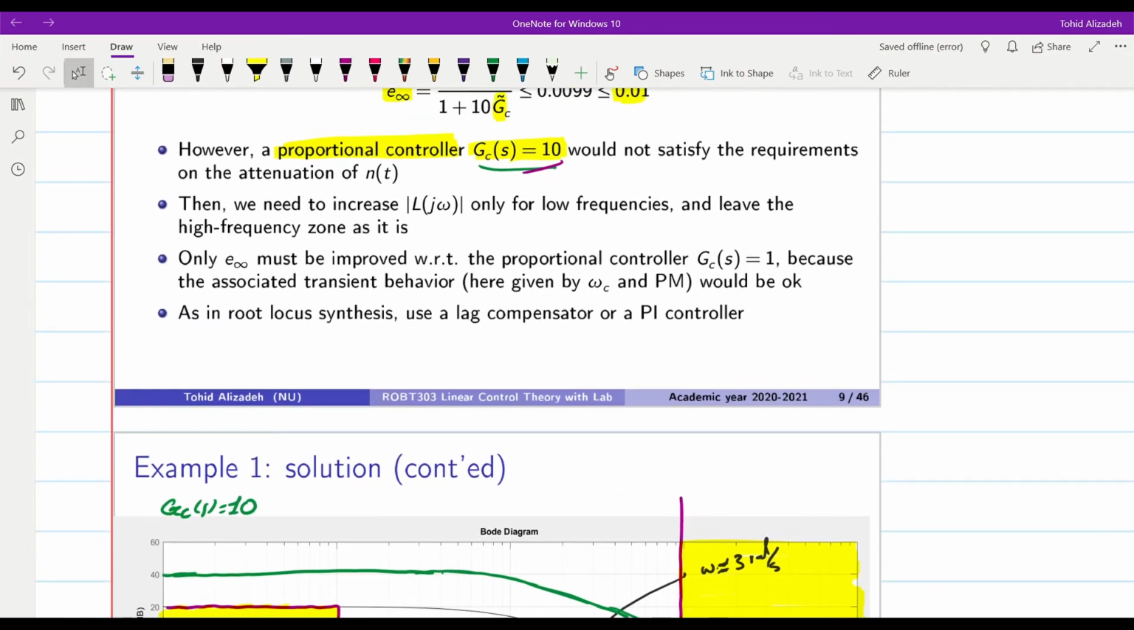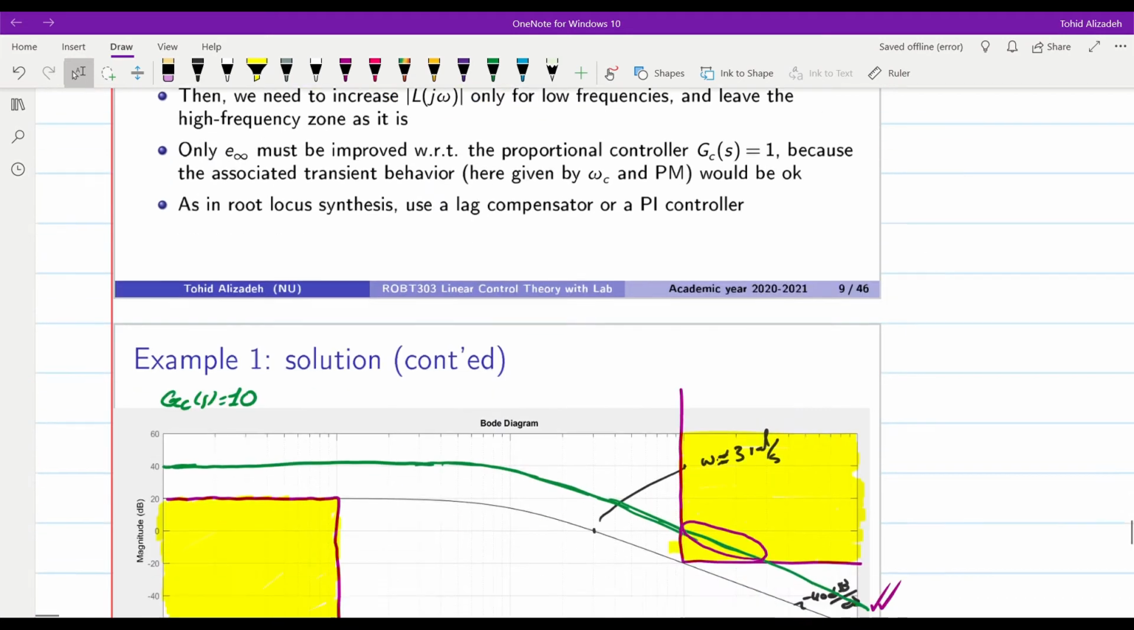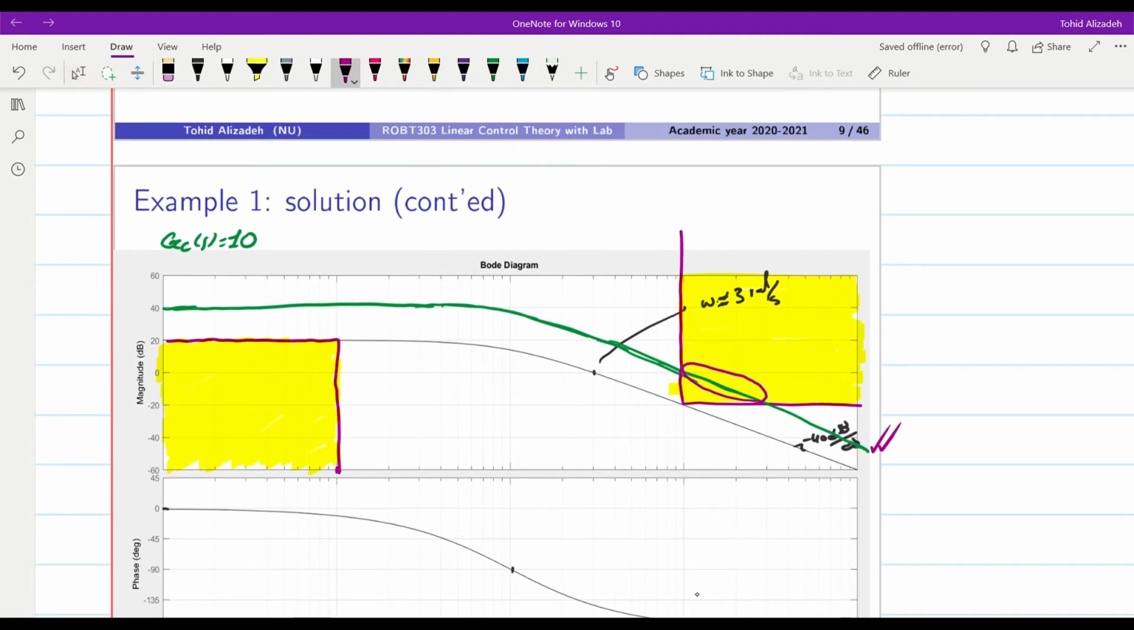Therefore, we will go for the first order controller. By looking at the Bode plot that we have here, the best scenario would be to increase the gain at low frequencies. So we have a gain of 10 at low frequencies, and then make the gain of the controller 0 for the higher frequencies.